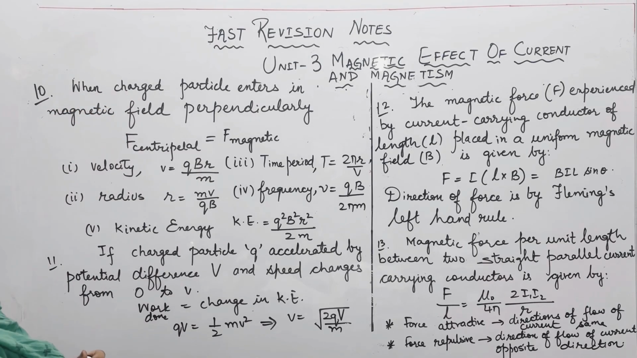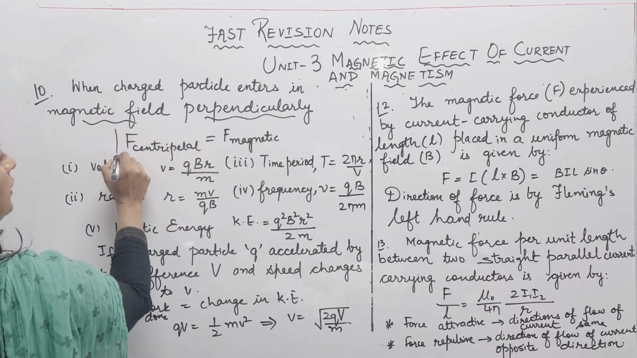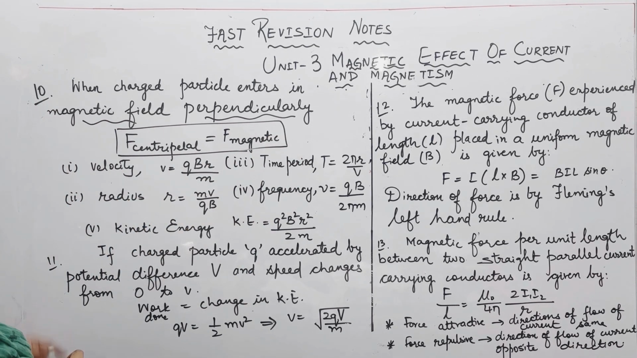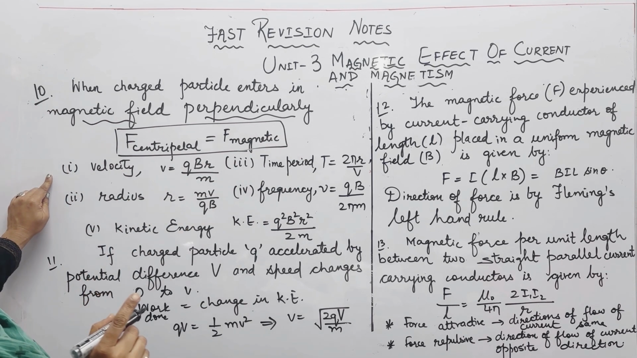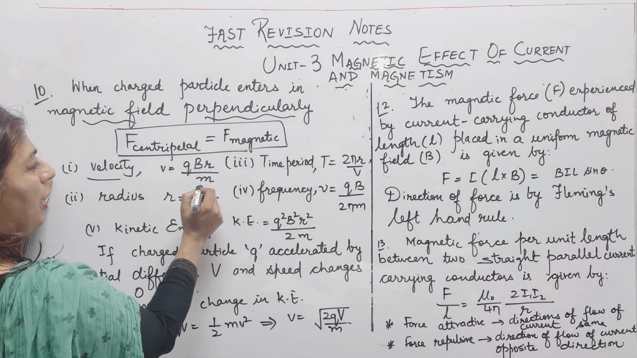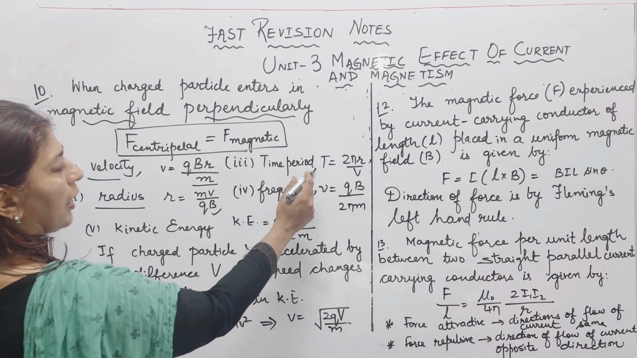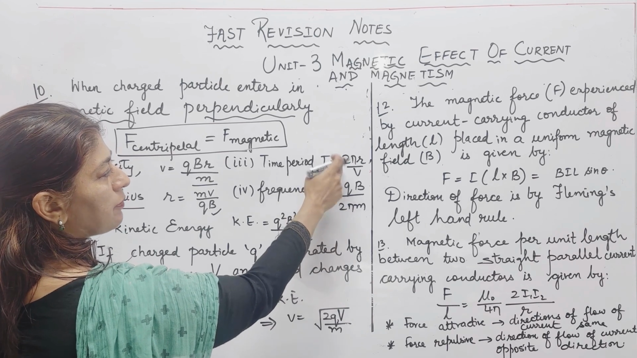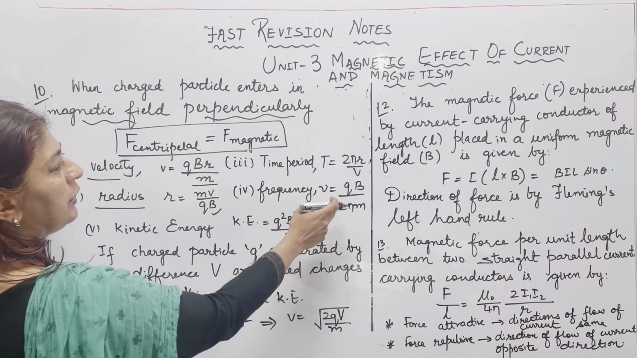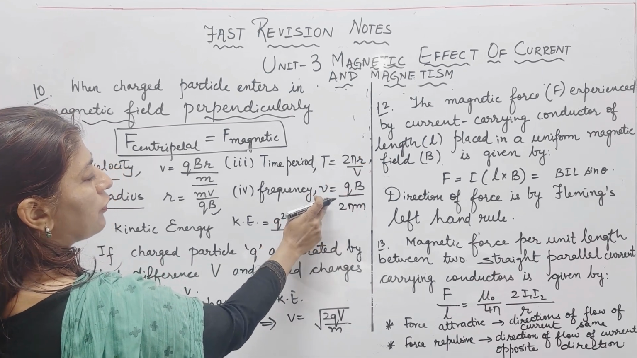When the charged particle enters the magnetic field perpendicularly, the centripetal force on it will be balanced by the magnetic force. This is the case of the cyclotron, where the velocity is given by qBr by m, and the radius is given by mv upon qB. Time period is total length over velocity, 2 pi r over v, because it is moving in a circle. Frequency is given by 1 by T. On putting the value of r and taking its reciprocal, we get the frequency.